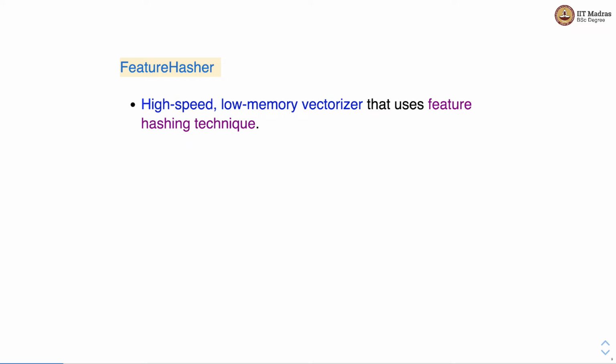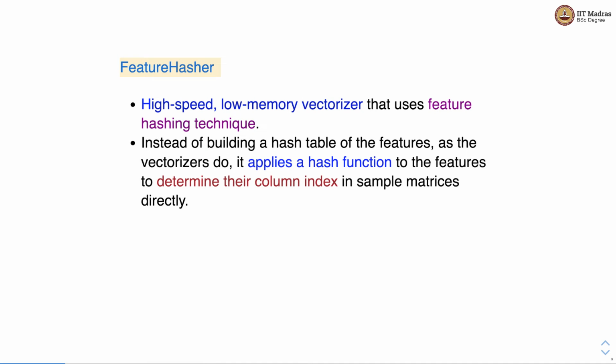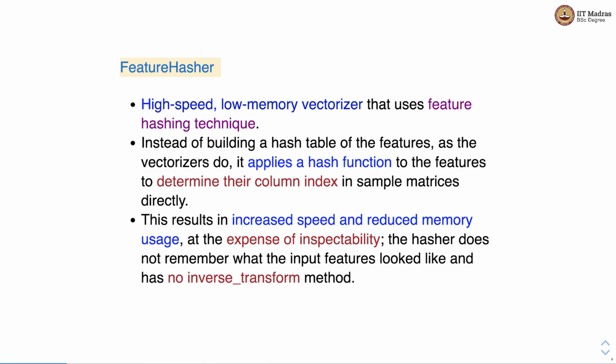The second API of our interest is FeatureHasher. FeatureHasher is a high-speed, low-memory vectorizer. It uses the feature hashing technique. So here, instead of building a hash table of features, it applies a hash function to the features to determine their column index in the sample matrix directly.